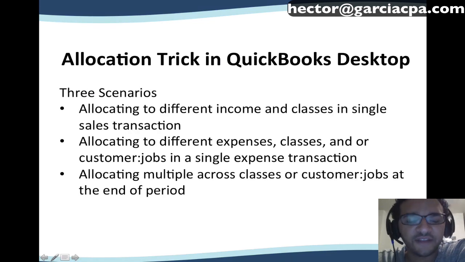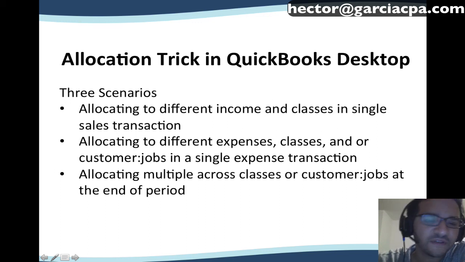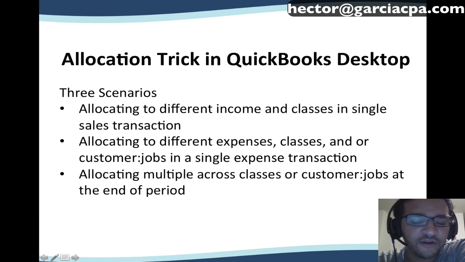There are three particular scenarios that we're going to use for the example. One is on the income side. So how do we allocate different income accounts and classes on a single sales transaction? The second scenario is allocating to different expenses, classes, or customer jobs in a single expense transaction. And the third example is allocating across multiple classes and customers at the end of a period, typically when there are multiple transactions hitting a generic class or a generic customer or no class or no customer, and then using a transaction to allocate across all of those.